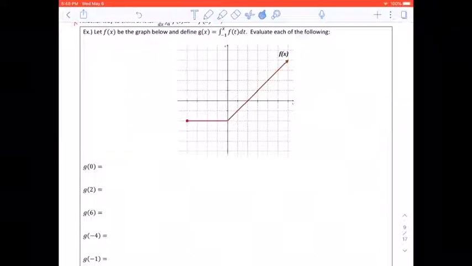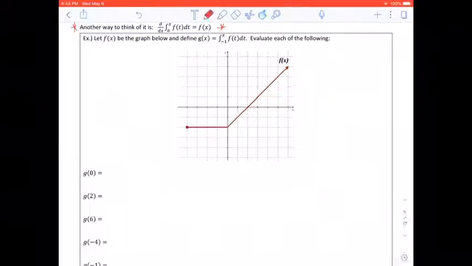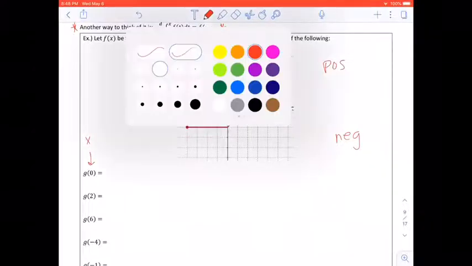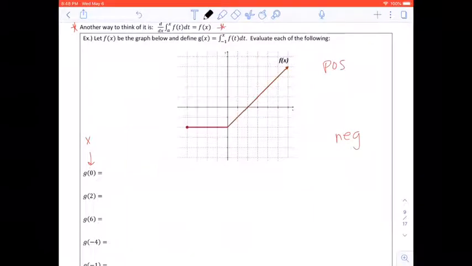So first of all, we're dealing with an integral that's talking about the area underneath a curve, but I want you guys to remember that the area above the x-axis is going to be a positive area, and the area below is going to be a negative area. So the first one is, this is our x value. So g of 0 is equal to the integral from negative 1 to x, and x this time is 0, of f of t dt.